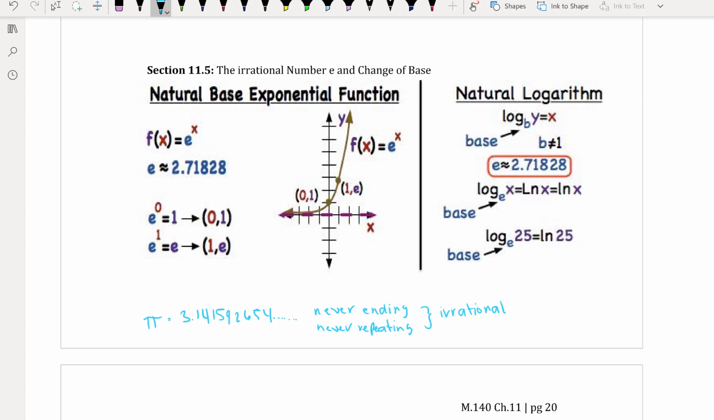And another number that's very similar to pi is e. So e is just a number. It's about 2.71, okay? So we have this e, and it's really just our base e that we're going to use in our logarithms. And we're also going to use e in some of our equations. So just know that e is never ending, never repeating, and it's irrational.